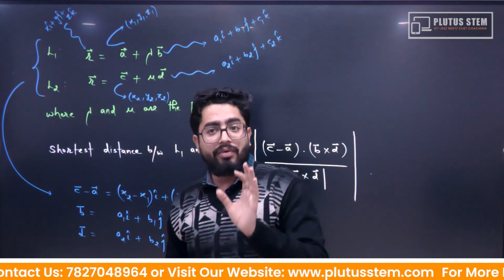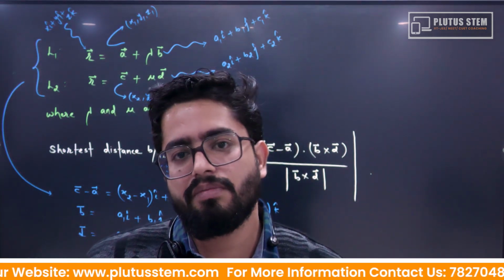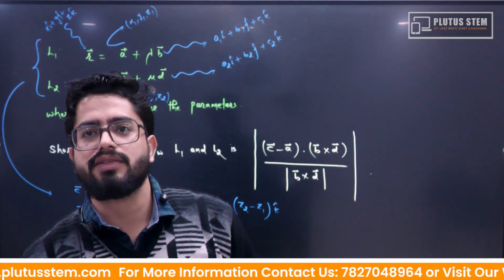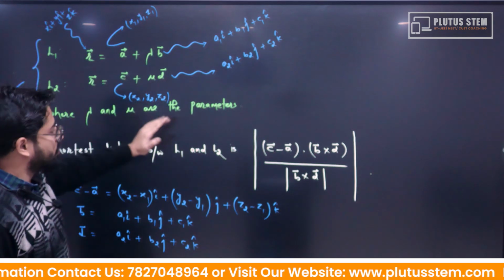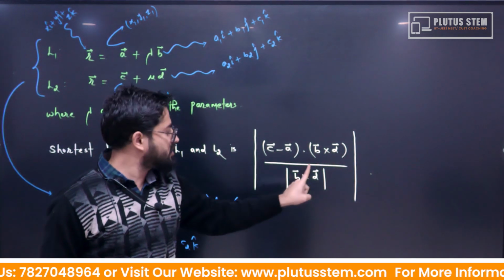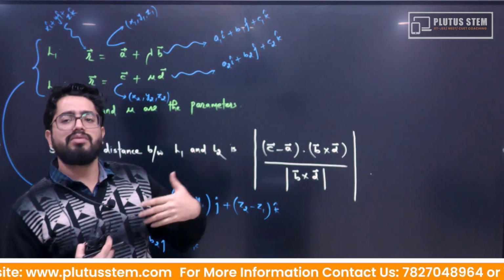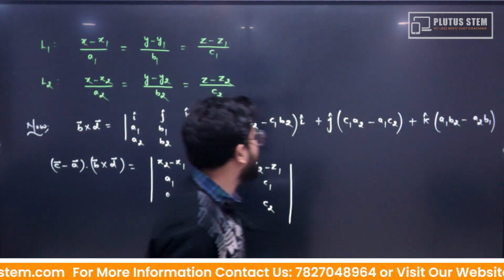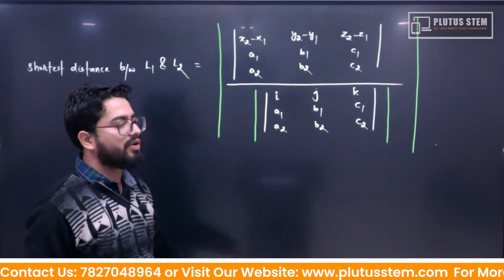So, a very important concept: every time you have a question based on the shortest distance between two lines. Whenever you are given the lines in vector form, the shortest distance is (C minus A) dot (B cross D) upon modulus of B cross D. You can remember this one only. But if you don't want to struggle to convert the lines into this form, just remember this other one also.